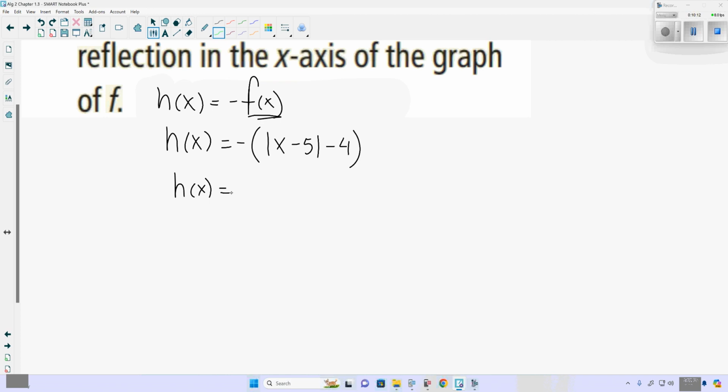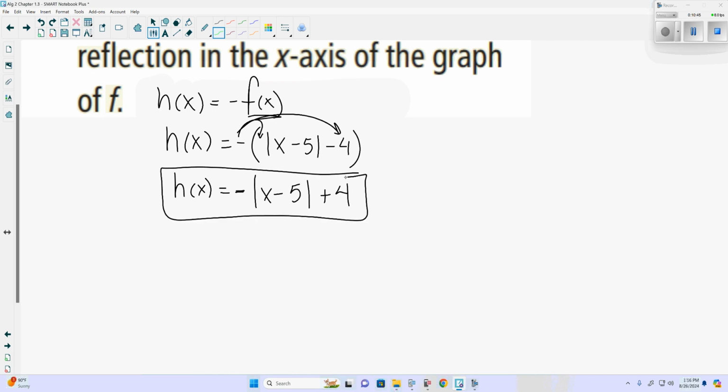Now the last thing we need to do is distribute the negative through. So we multiply the negative by the absolute value. The negative is just going to multiply by the number in front of it, which in this case is 1, just making it negative 1. Now we don't have to write negative 1. We can just write negative in front of our absolute value. But we also have to multiply the negative and the negative 4. And our negative times negative 4 makes it positive 4. And that's it.